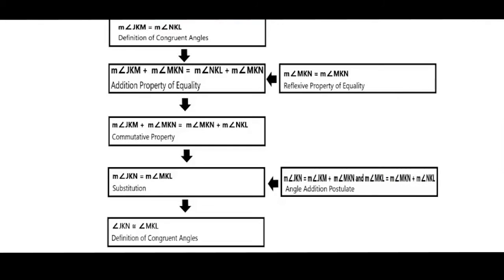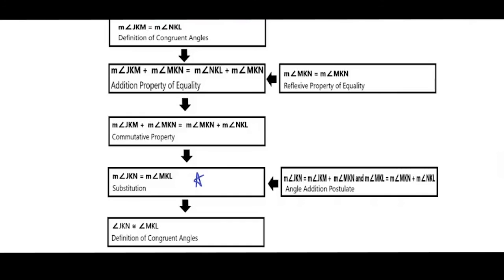And finally, I see that angle JKN is congruent to angle MKL, which is what we were looking for. That's what they wanted us to prove. And that's because of the definition of congruent angles.